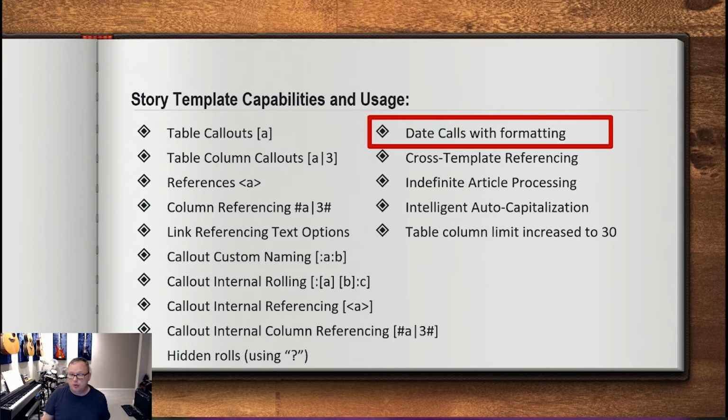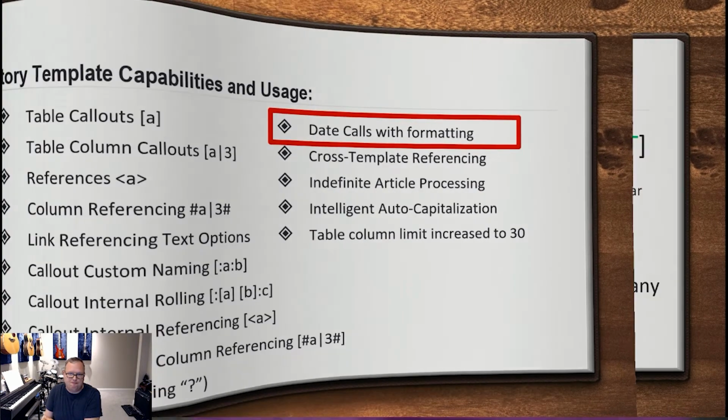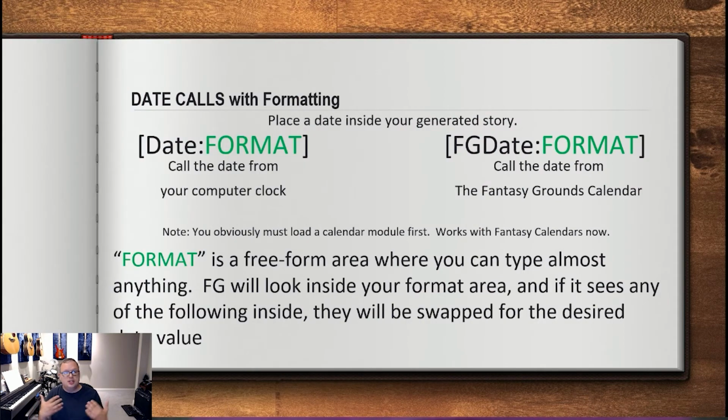Date calls with formatting. All right, so this has changed a little bit, and it's way better now. This is how they work. It's looking for a table callout with a table name of date or FG date. So pro tip, don't name any of your tables date or FG date, because that's going to be very confusing for Fantasy Grounds. It's looking for these specifically.